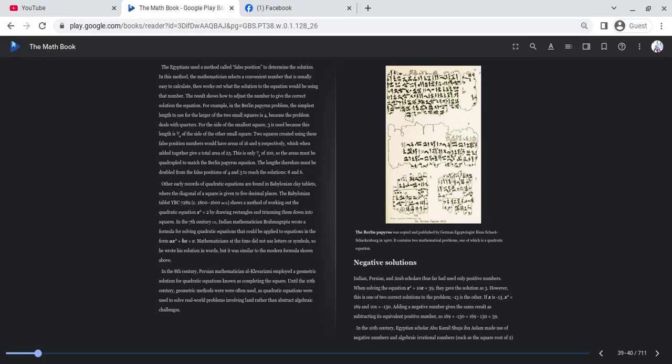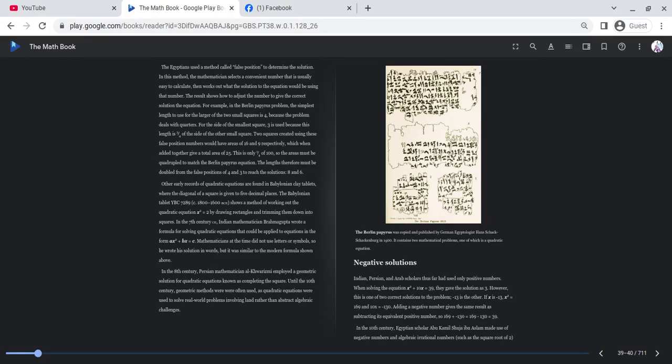In the 7th century, Indian mathematician Brahmagupta wrote a formula for solving quadratic equations that could be applied to equations in the form ax squared plus bx equals c. Mathematicians at the time did not use letters or symbols, so he wrote a solution in words, but it was similar to the modern formula shown above.